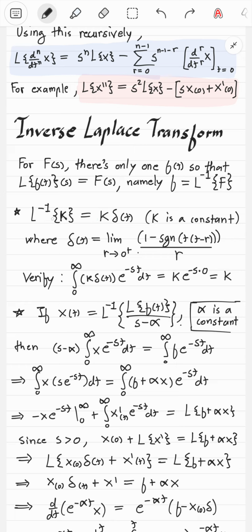Is the inverse Laplace transform of some constant function k just k times delta t? Let's verify that. If we can just prove that this guy's Laplace transform is k, then we are done, because the inverse is unique. So let's go for it. Integration from 0 to infinity of this function k del t e power negative st dt, right?